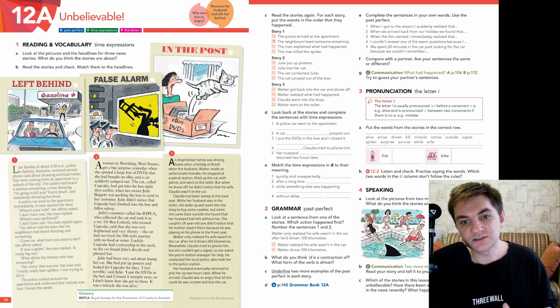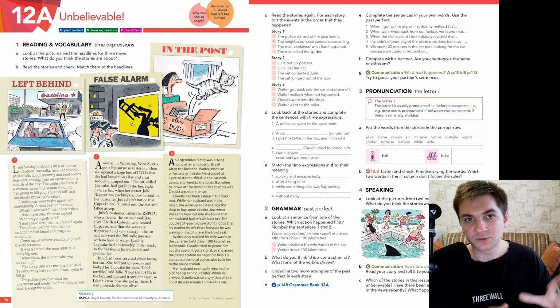In pronunciation, you'll practice pronouncing the letter I when it's surrounded by consonants. For example, drive, it's I, but signal, it's pronounced as E. You'll see it. Finally, there is a speaking part where you need to retell stories. It's an important skill to have, but if you don't want to retell, you can just answer some questions and work with these stories.